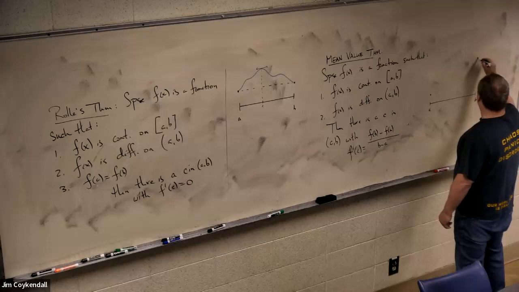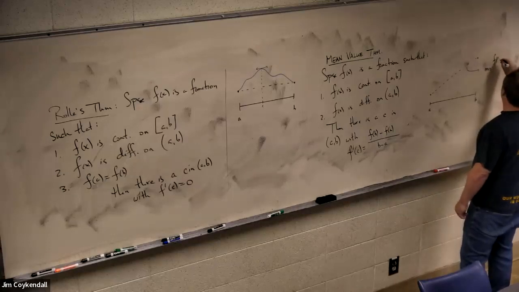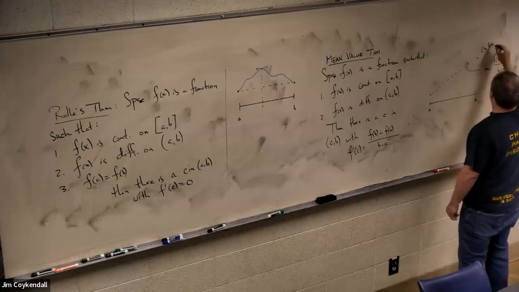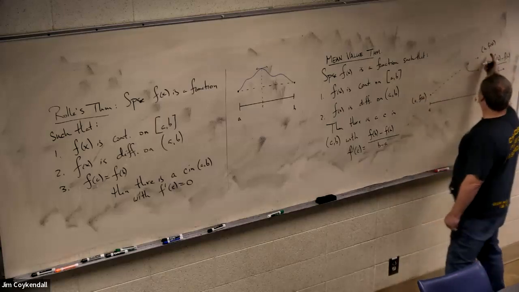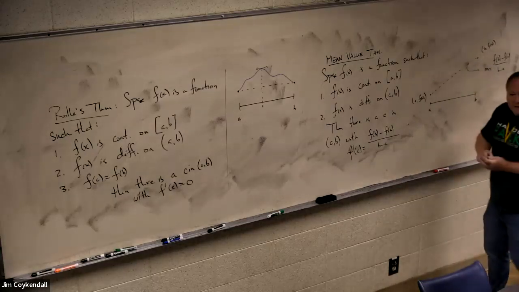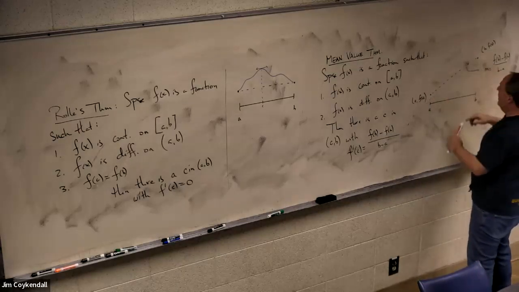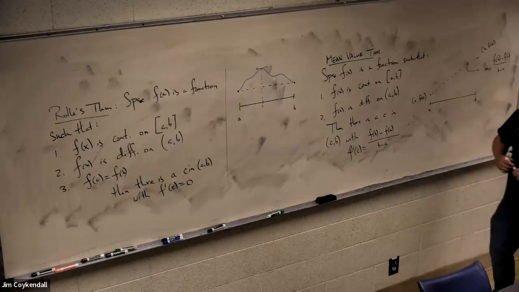So now I may not have a horizontal line. The slope of this is f of b minus f of a over b minus a, because this is going to be f of b, and this is f of a, and your rise over run is this. Now, if you draw a function, you've got to connect these two dots, and I can't make any sharp points or vertical tangents.